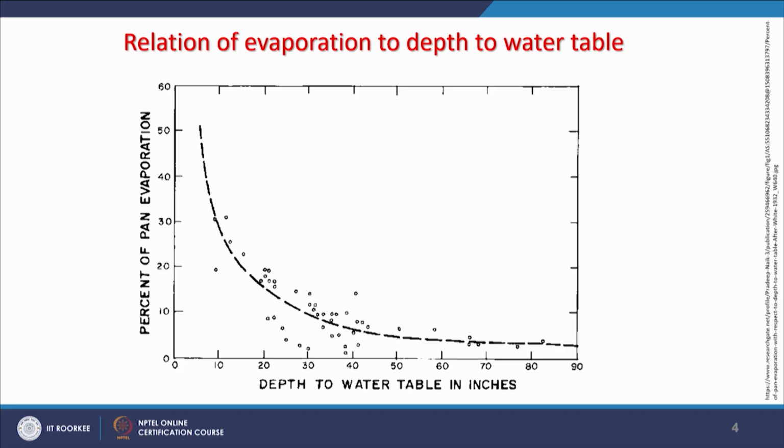One view graph is shown here, where on the x axis we have the depth to water table, shown in inches, and this is the percentage of pan evaporation. Evaporation is estimated when you fill a pan whose surface area is known, so you know how much depth or percentage of water is being lost. If you go towards a deeper water table, then the losses decrease, whereas shallow groundwater conditions will always support high evaporation.